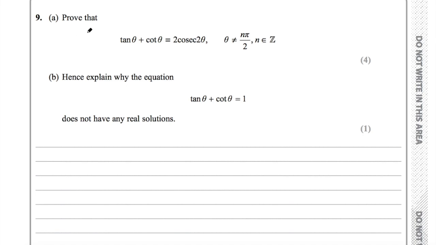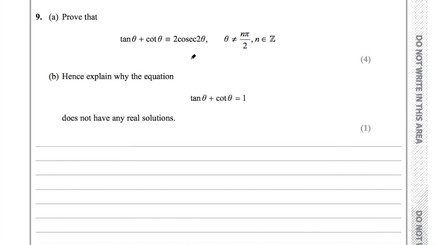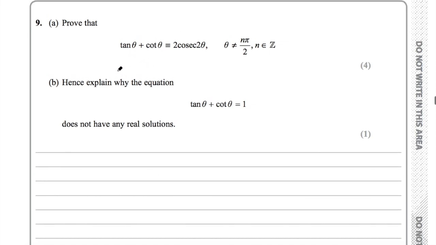Question 9 part A says prove that tan of theta plus the cotangent of theta is equivalent to 2 cosecant 2 theta, where theta does not equal n pi on 2 and n is an integer. So remember that z is just integers. Right, so here we need to use the trigonometric identities. Hopefully you have your formula sheet of identities with you when you're doing the exam, so you can have a look straight away at those identities and you don't have to memorize them.